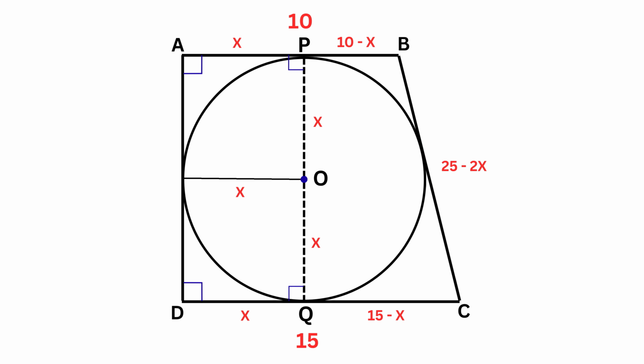The next step is super clever. Let's clear things up a bit. From point B, draw a perpendicular line straight down to the bottom side, CD. Let the foot of this line be point M.